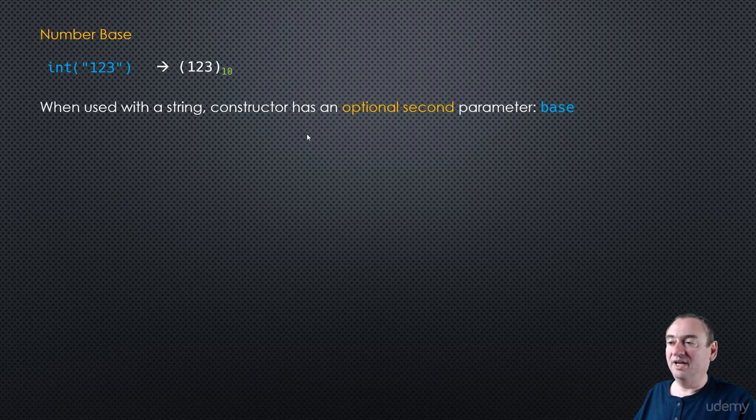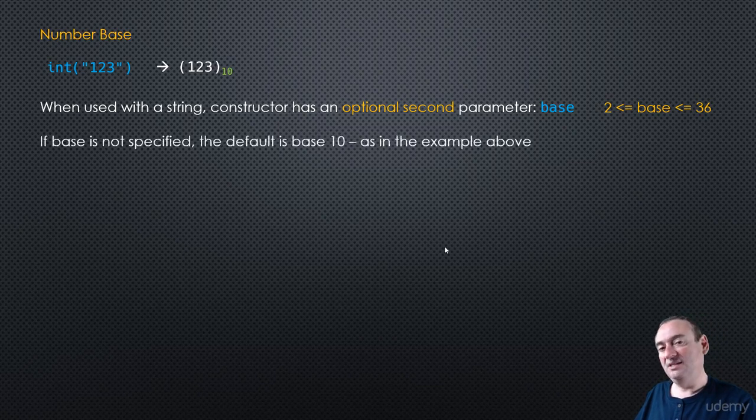So when used with a string, there is an optional second parameter called base. This is where you can specify the base of the number that you're providing in the string. The base has to be between 2 and 36, and we'll see why in just a few seconds. If the base is not specified, then it defaults to 10, which is why in this example, when we said int of string 123, we obtained 123 base 10, right? Because it defaulted to saying, okay, you mean base 10, because you didn't specify a base.